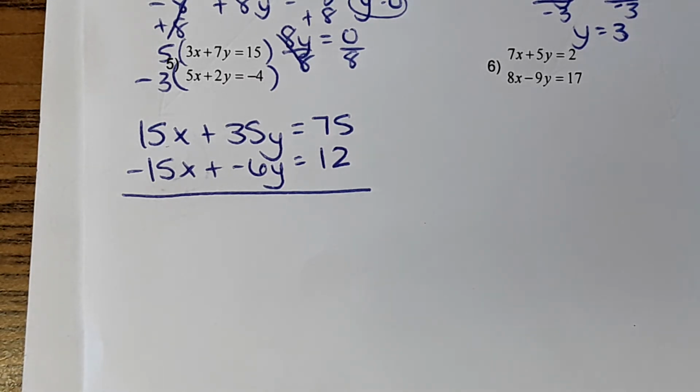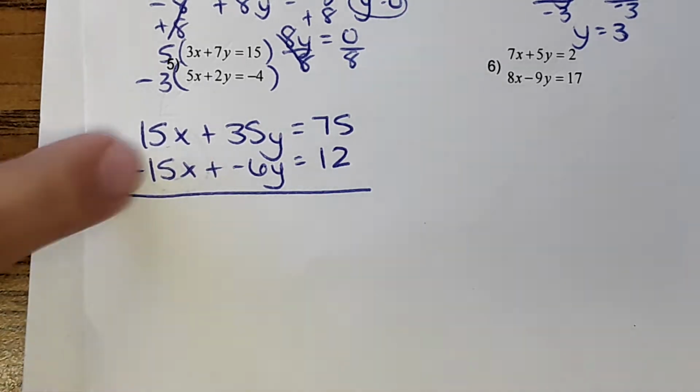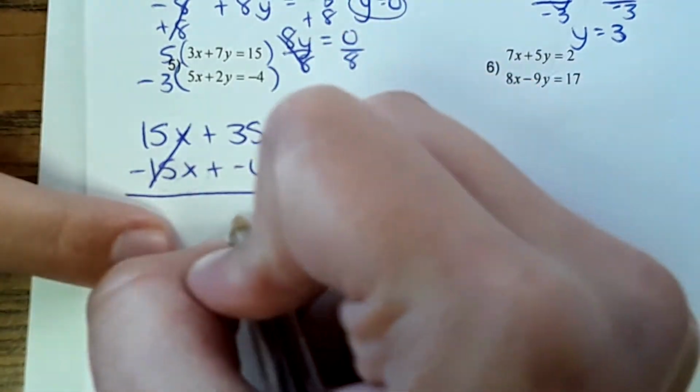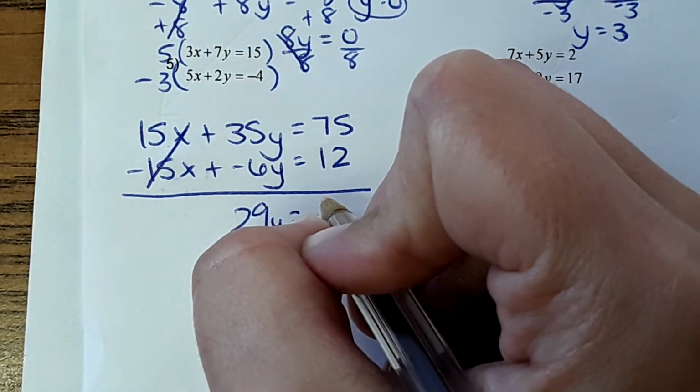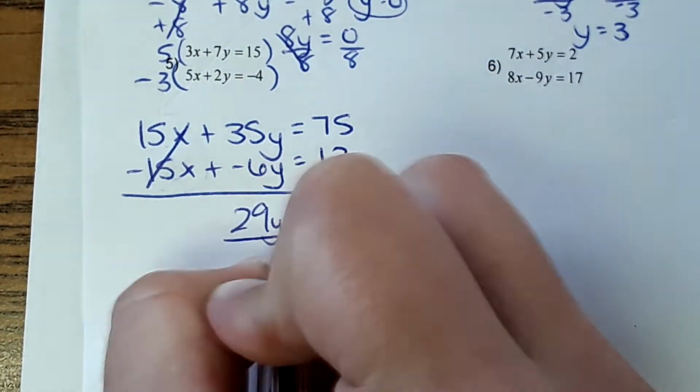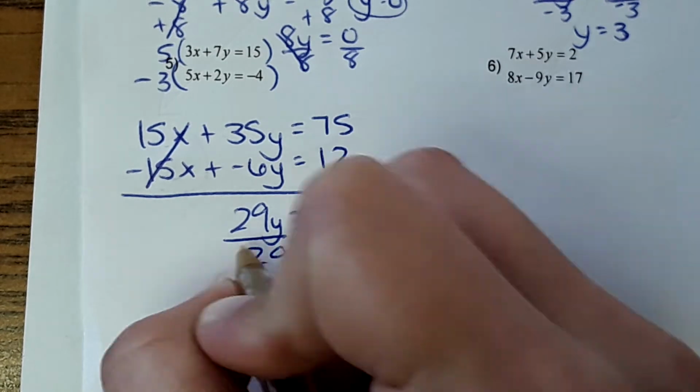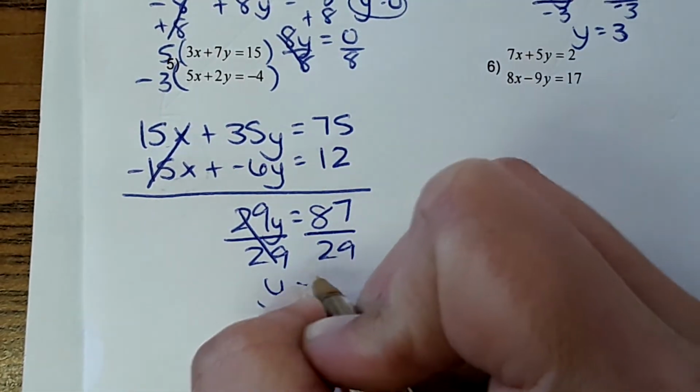Is that the way you did it? Cool. So then you can check and see how it comes out. So at this point, I can add these together. The x's will cancel. Then I get 29y equals 87. Divide by 29. y equals 3.